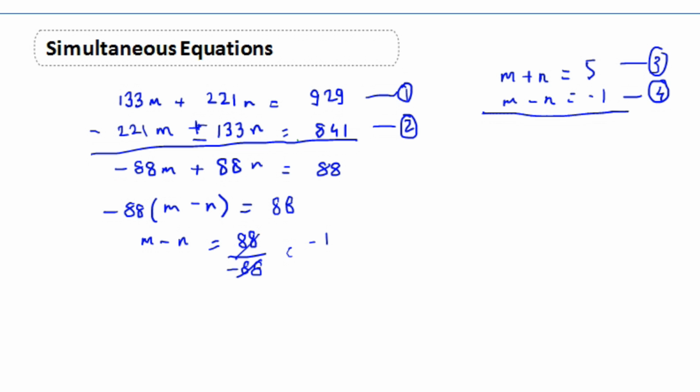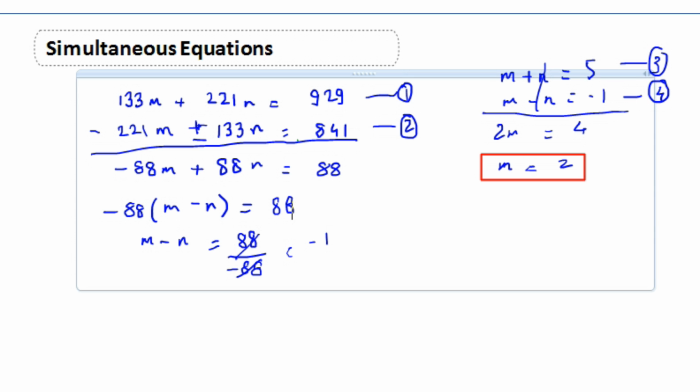So m plus m gives me 2m, plus n and minus n, they get cancelled, so I don't need to write anything, and 5 plus negative 1 gives me 4. Dividing both sides of the equation by 2, I get m is equal to 2. So that's my value for m, and let me highlight that. And then let's try and find the value of n now.